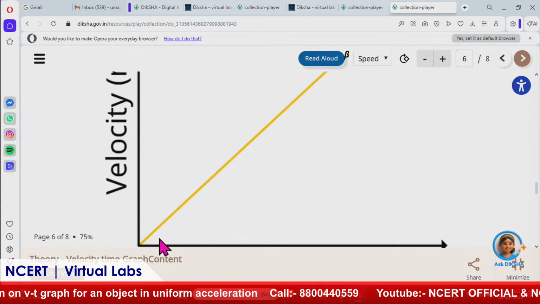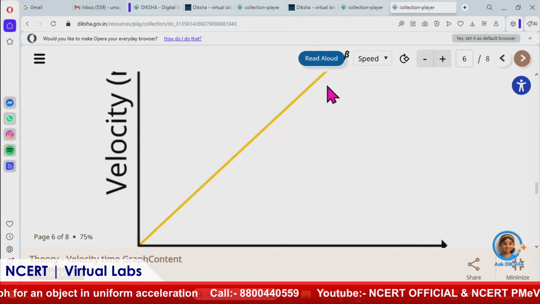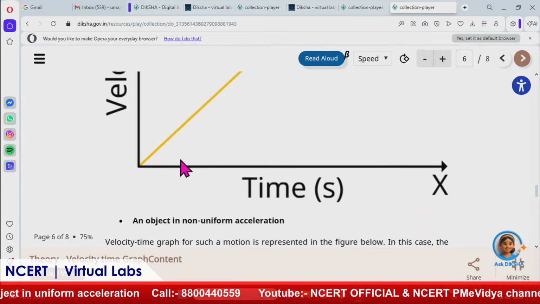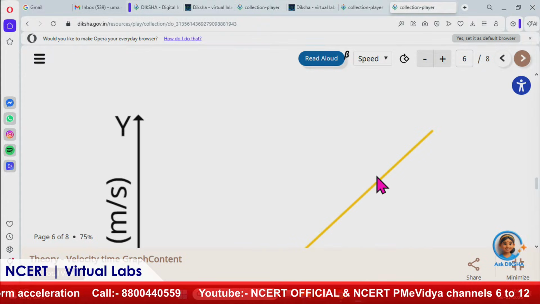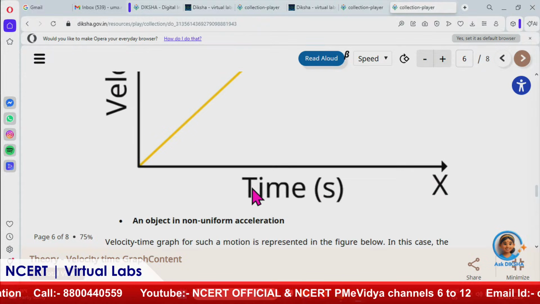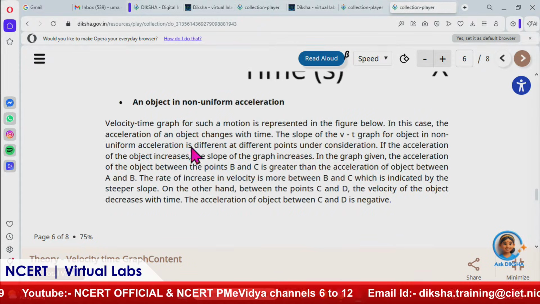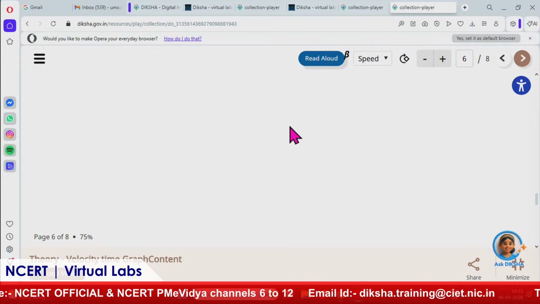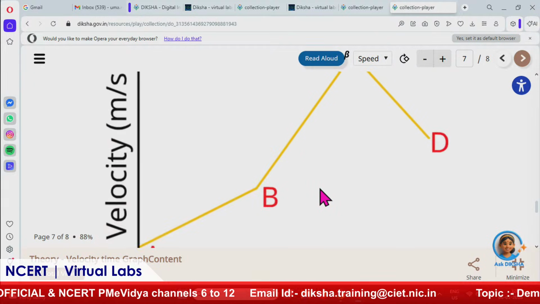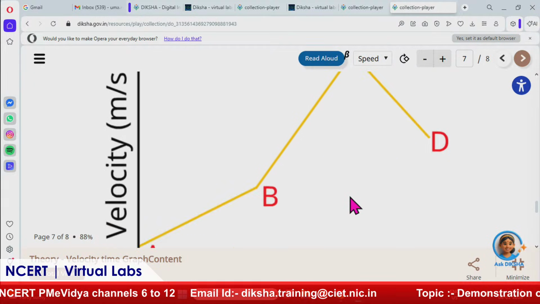You can see the velocity is increasing with respect to time. Velocity is increasing with respect to time. So here it is an example of a uniform acceleration. Now next, when the object is in non-uniform acceleration, it is just theory part, because I think we cannot plot it in a simulation.